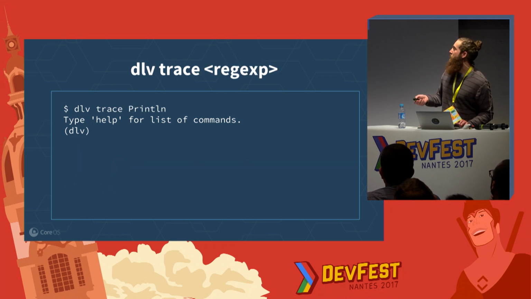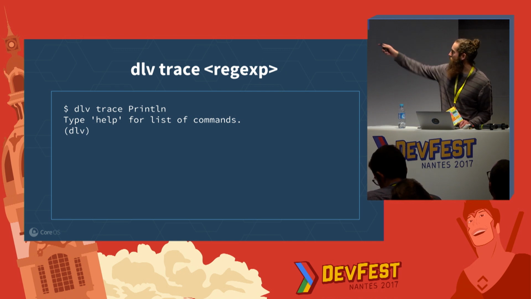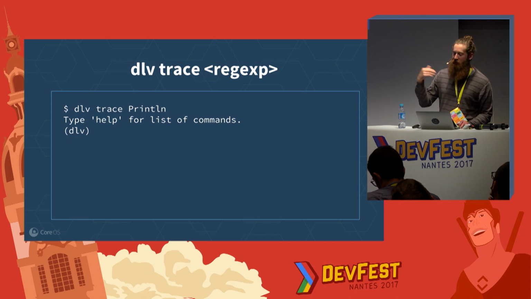And then as I mentioned earlier, you have dlv trace. You can provide any kind of regular expression that's parsable by Go's regular expression engine. It won't jump you into an actual session. It will execute your program, and during the execution of your program, if it hits any of these trace points, it'll print out information about the function.